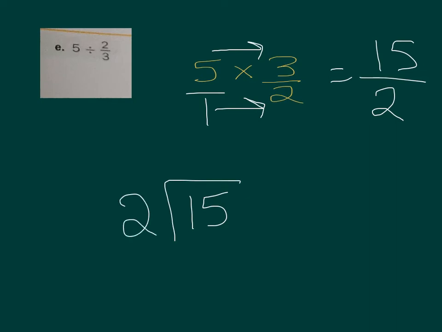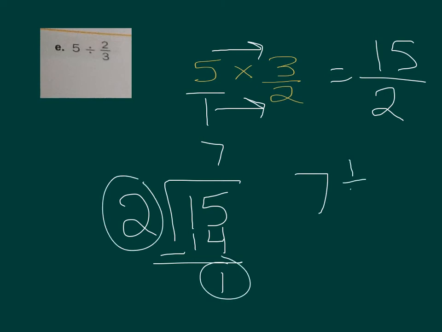2 can go into 15 7 times. 7 times 2 is 14. So I'm going to subtract that. 15 minus 14 is 1. So I'm left with 7 1/2 as my answer.